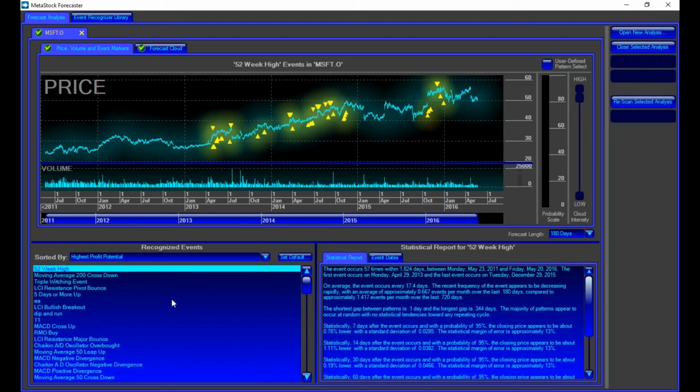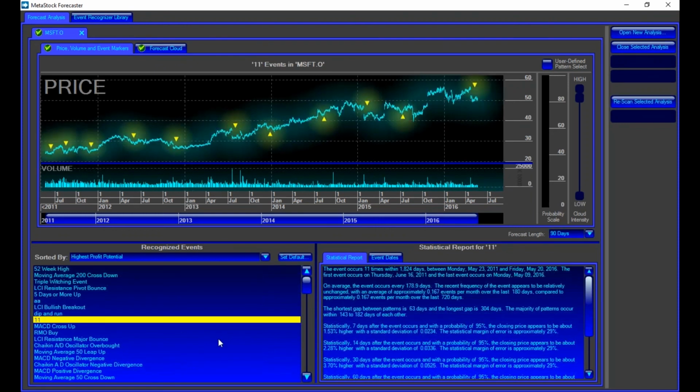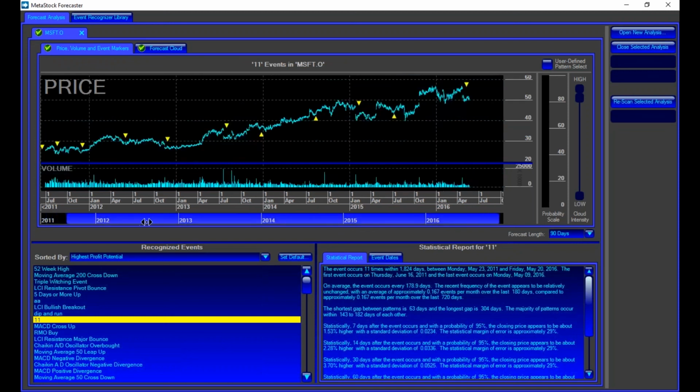So I went through and it rescanned all of the major events that we were looking at. Let's take a look here. Okay, so this J-hook pattern is actually pretty common. In fact, it's happened 11 times in the last 5 years.